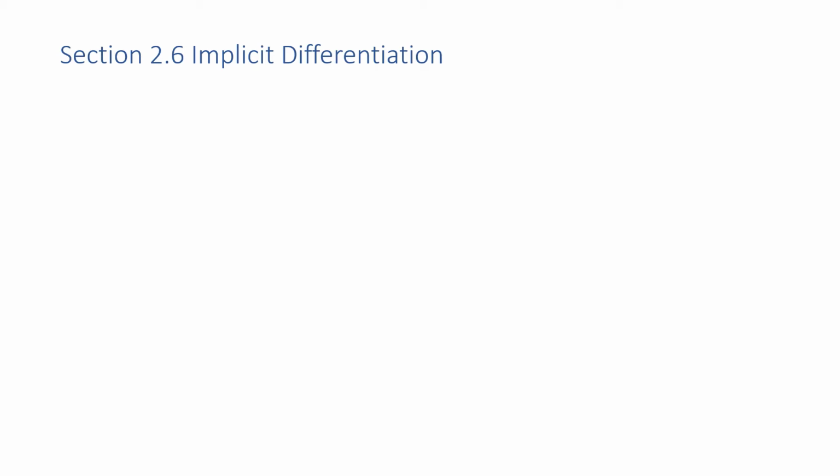Hi, Ms. Barber here. This lesson is titled Implicit Differentiation. Consider the function 7x minus x squared minus y equals 3x minus 2y. Find dy dx. That's the derivative of y with respect to x.